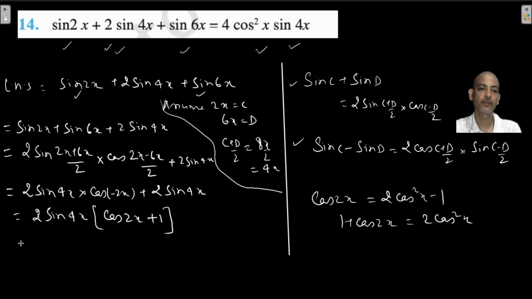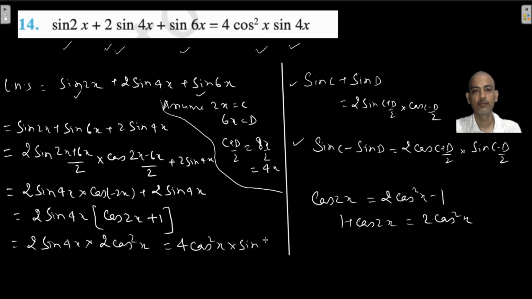So let's put that back over here, and then we'll get 2 of sin of 4x into 2 of cos square x, which is nothing but 4 of cos square x into sin 4x, right? So we multiplied 2 by 2, and then we got 4, and then cos square x I put in the beginning, and then sin 4x, which is what we had to prove on the right hand side.